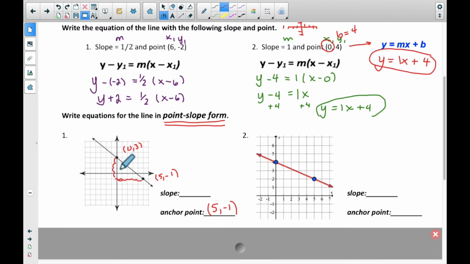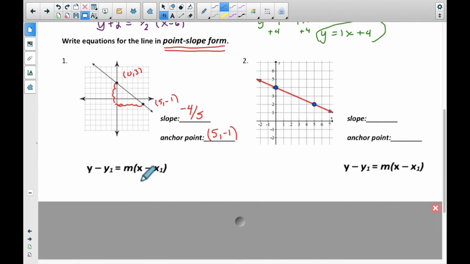And so I count it and I go down 4 and right 5. So the slope is down 4, right 5. That's -4/5. And they're asking for the equation in point slope form. That's this one, remember, that this is my m, and this is my x1 and my y1. And so now I just say y minus -1 is equal to -4/5 times x minus 5.